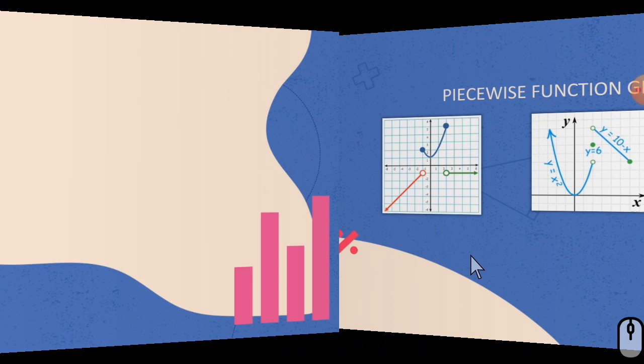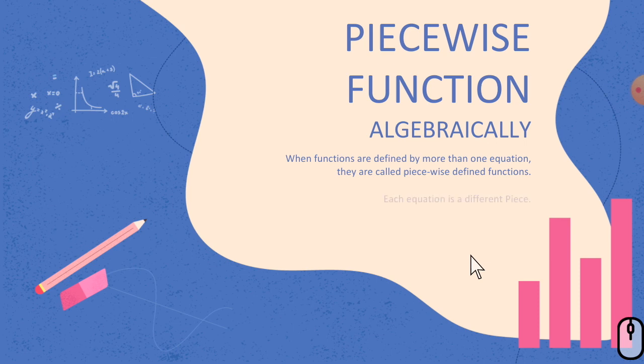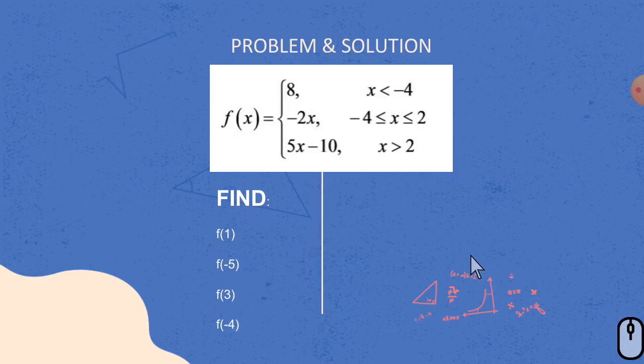Next, how about a piecewise function algebraically? So when functions are defined by more than one equation, they are called piecewise defined functions. So each equation is a different piece. So ito yung example ng ating piecewise function algebraically. So yung kaninang una, ang ginawa doon na illustration ay pag-graph ng piecewise function. So dito naman is a piecewise function algebraically.